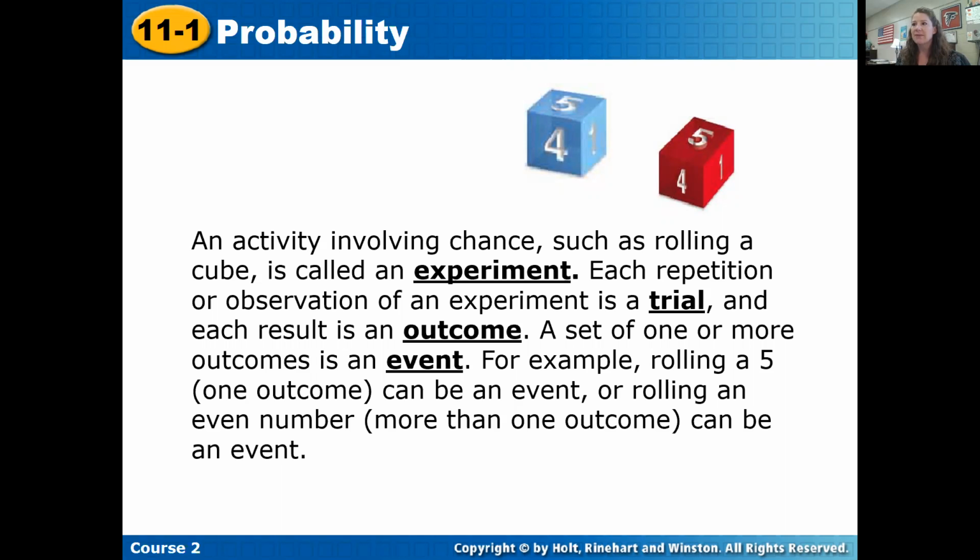It says an activity involving chance, such as rolling a cube, is called an experiment. Each repetition or observation of an experiment is a trial, and each result is an outcome. A set of one or more outcomes is an event. For example, rolling a 5, which is one outcome, can be an event, or rolling an even number, which is more than one outcome, can also be an event.